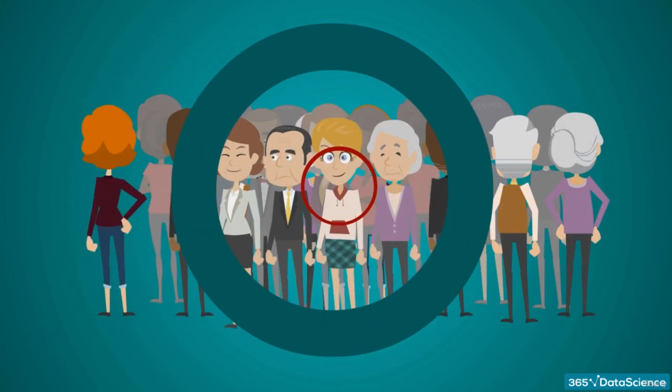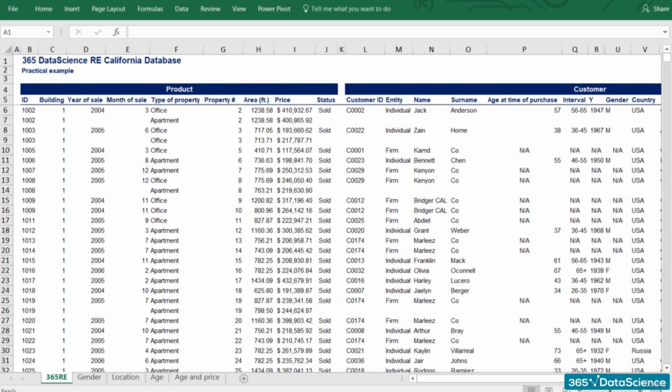The first thing we have to do when we analyze the data is to get acquainted with the table. It illustrates the sales of real estate property for a specific company. Let's call it 365 Data Science Real Estate California. Hopefully, nobody else thought of that name.